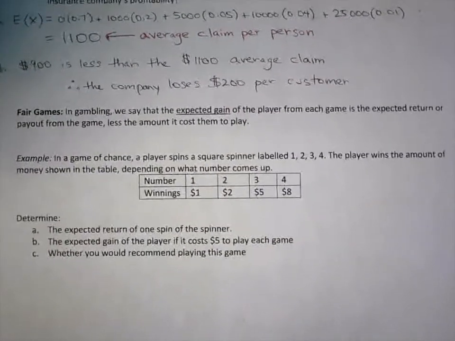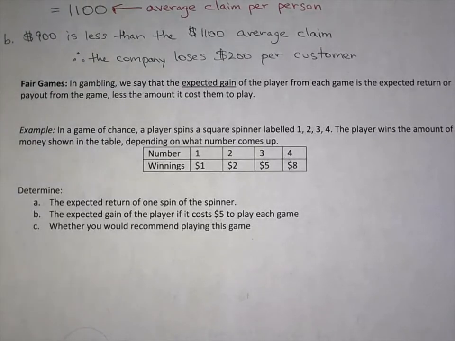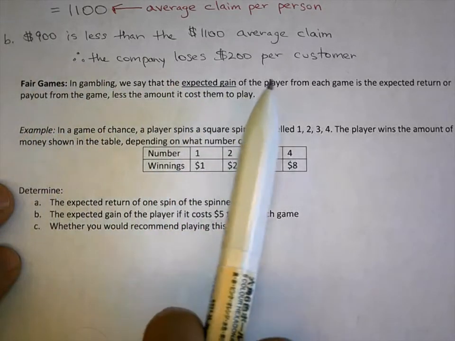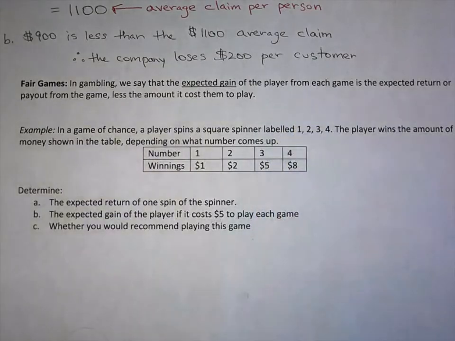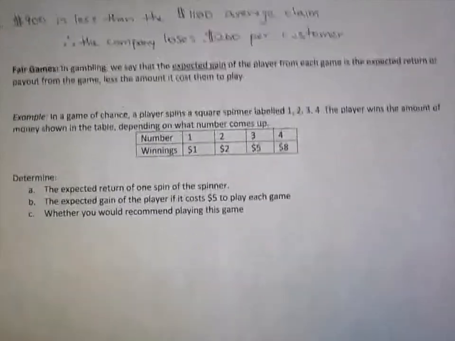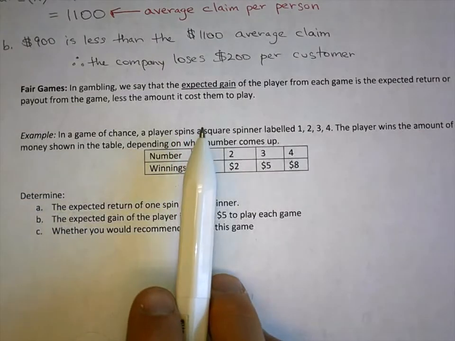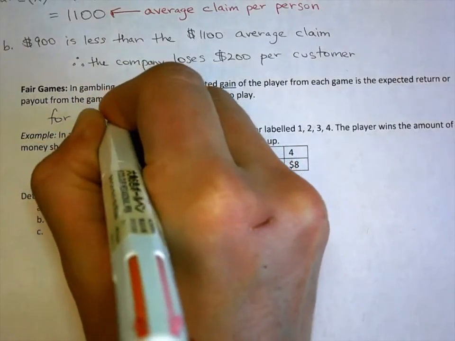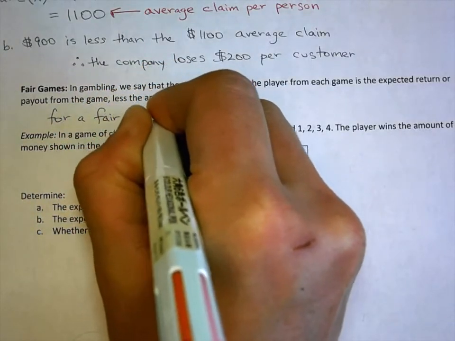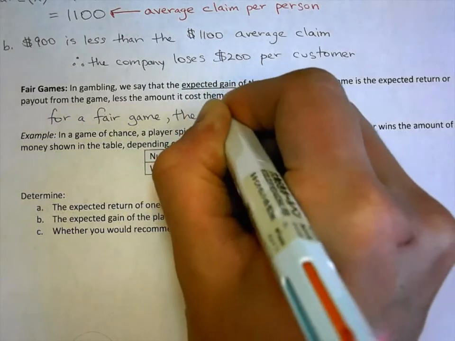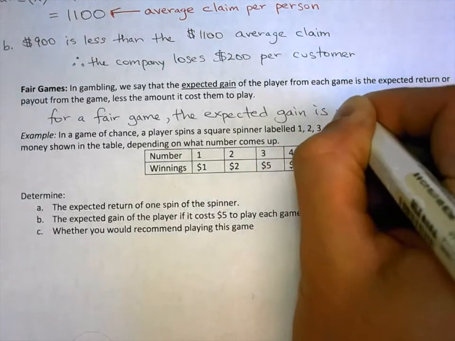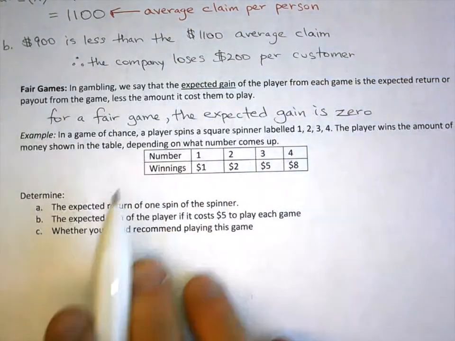Okay, let's keep going. The next part of this lesson, we look at fair games. This is similar. This is another neat application of expectation. So in gambling, we say that the expected gain of the player from each game they play is their expected return, or the payout, minus the amount it costs them to play. For a fair game, the expected gain is 0. So we'll show you how this works with an example.